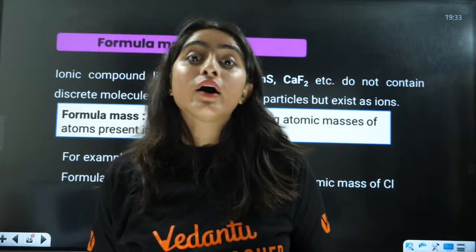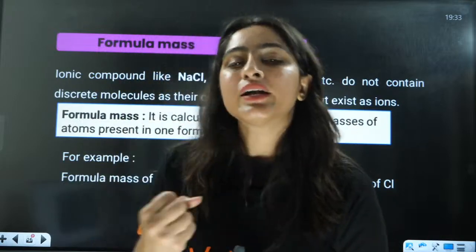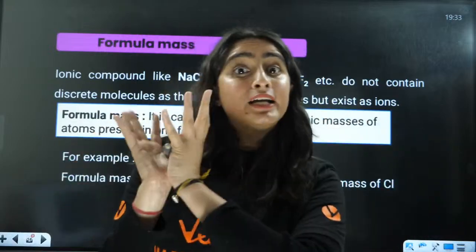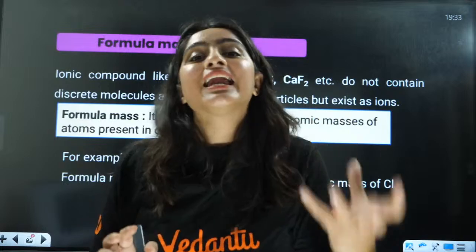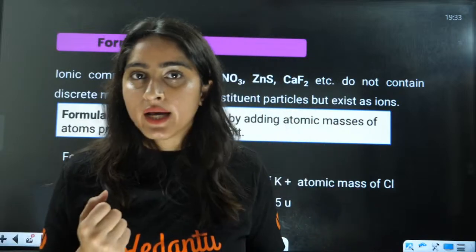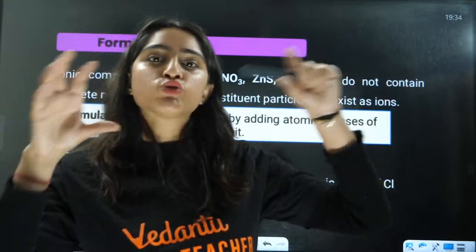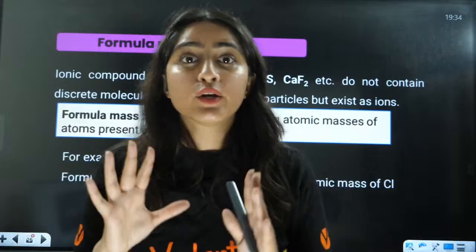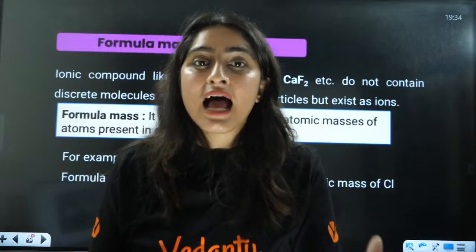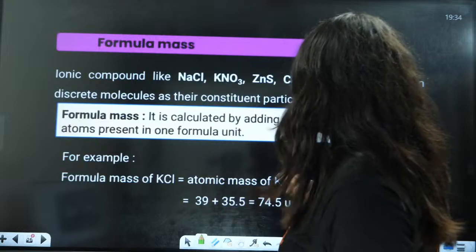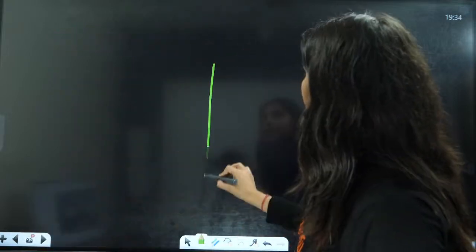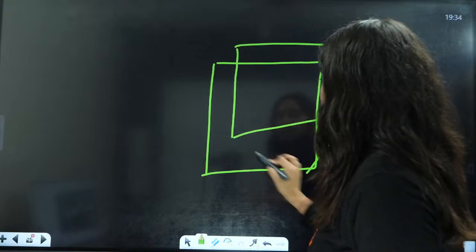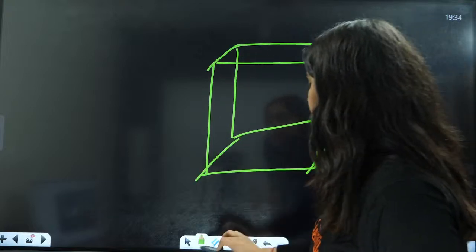Next we have formula mass. Formula mass is for those compounds that do not exist as individual molecules. Like NaCl is not a separate molecule where Na is bonded to Cl and then another molecule is bonded to another molecule, forming a cluster. No, right? It exists as a lattice structure. For example, this is the structure here.